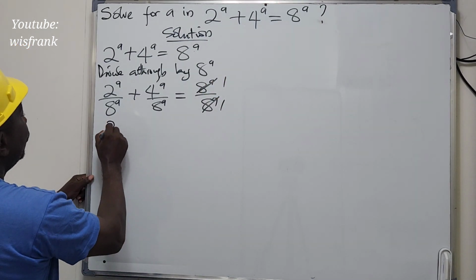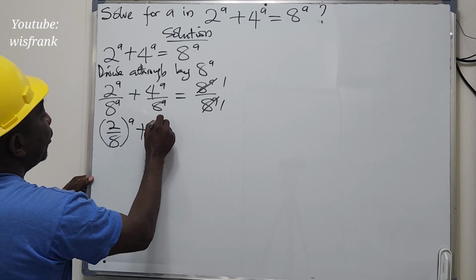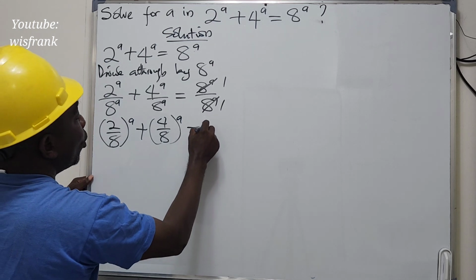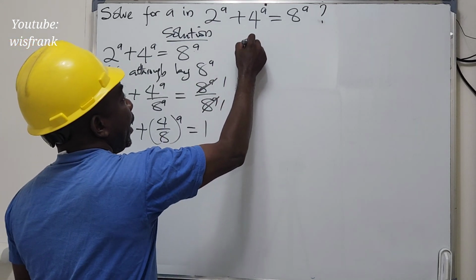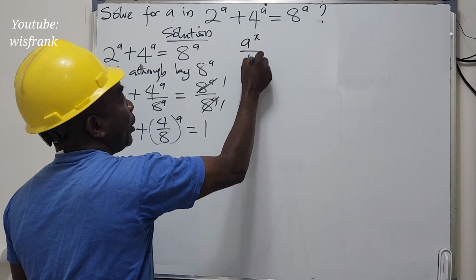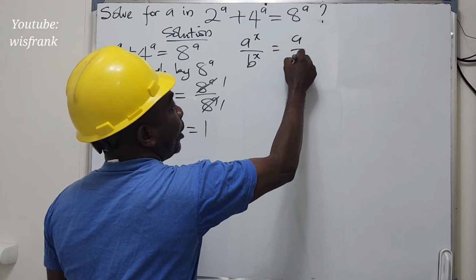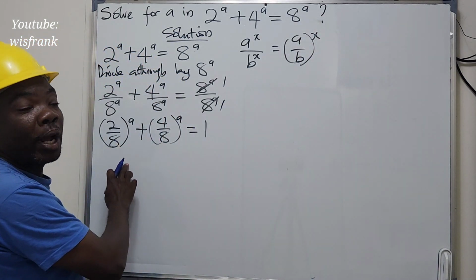We are now having (2/8)^a + (4/8)^a = 1. Why do we have this? If we have a to the power of x all over b to the power of x, it can be written as (a/b) all to the power of x. So this is why we have this.